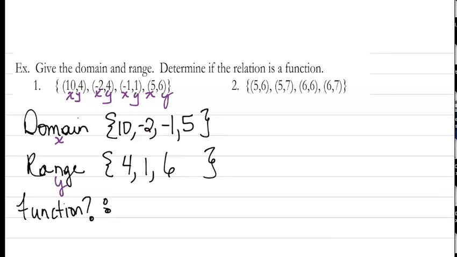-2. -2 goes with 4. We're good on that one. -1. -1 has 1. 5, 5 has 6. So for each of these x's, when I call them out, I can look at the points and I can figure out exactly which y goes with it. So on number 1, it's a function. Let's write the word function. Let's look at number 2. Let's do the same thing on number 2 and see what happens.